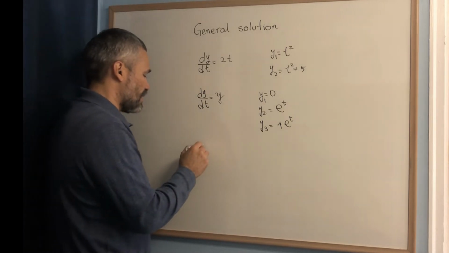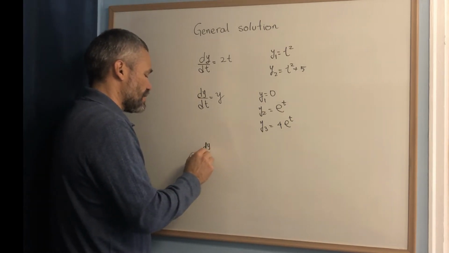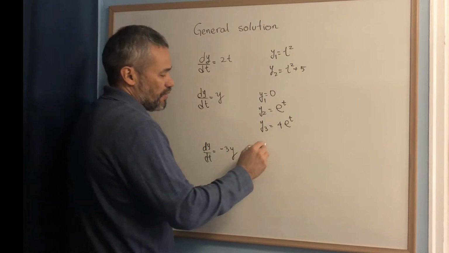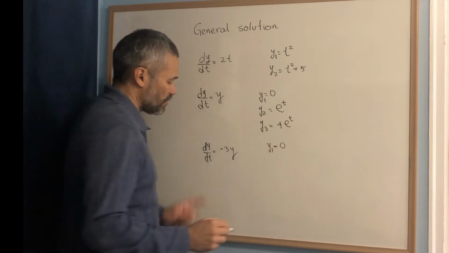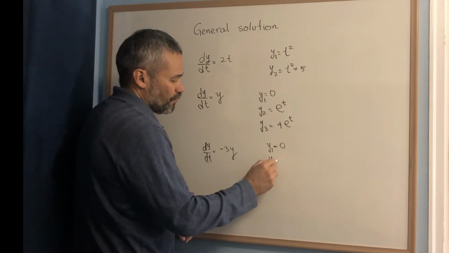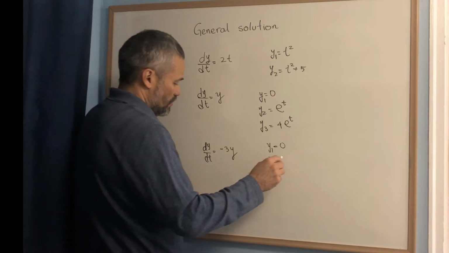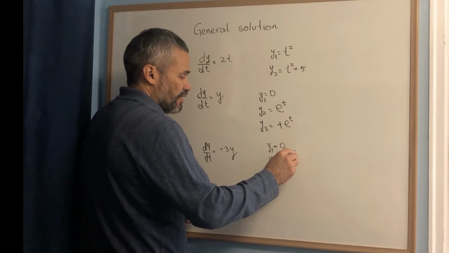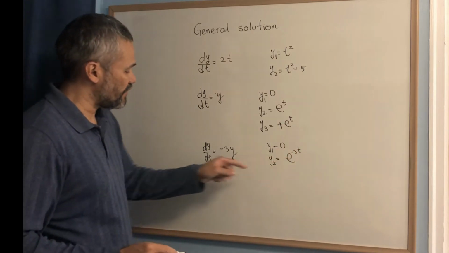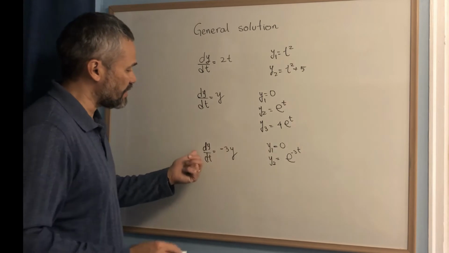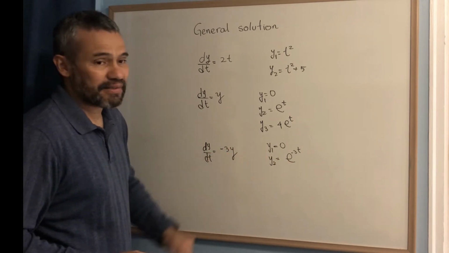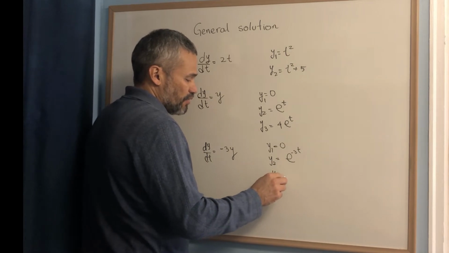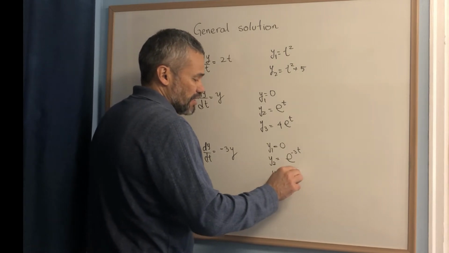Now let's do another example. dy/dt = negative 3y. We have again y1 = 0 works, right? Now y2 = e to the negative 3t works. When I do the derivative, I have negative 3 times e to the negative 3t, and we get that it works. And another one that works is 7 times e to the negative 3t.